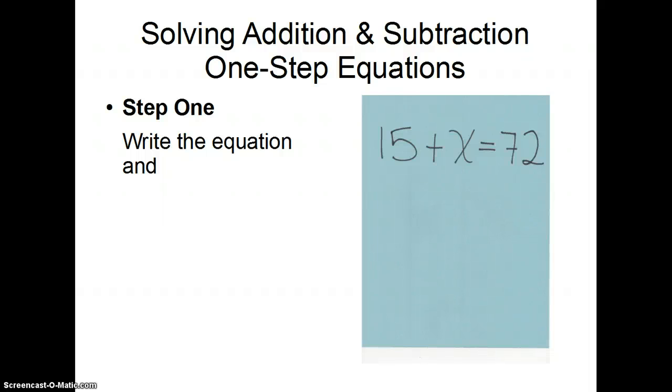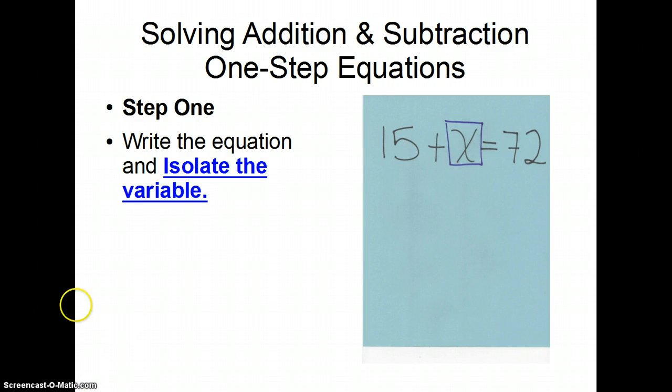Today we're going to look at solving one-step and two-step equations. We're going to start off with addition and subtraction one-step equations. First of all, write out the equation and then look at the side with the variable. Notice we're not looking at the 72, but everything on the side of the equal sign that has the variable, and we're going to look at what else is there and what we can do to isolate this x to get it all by itself.